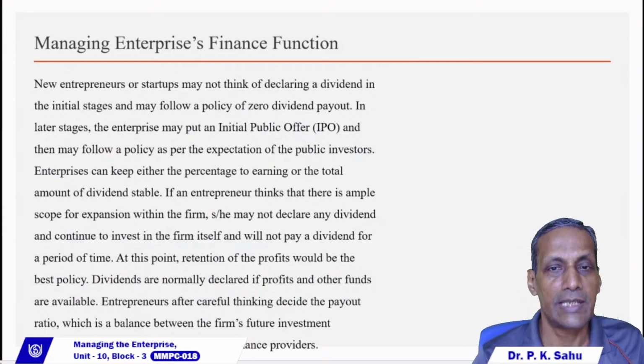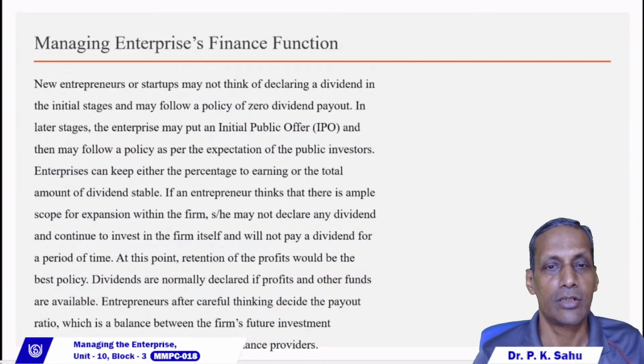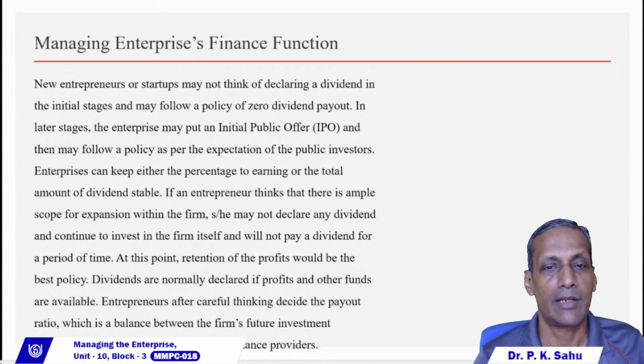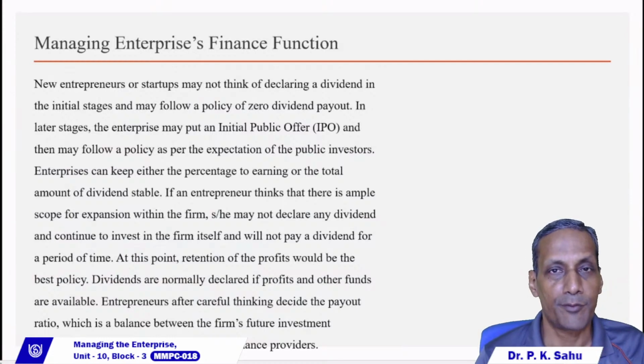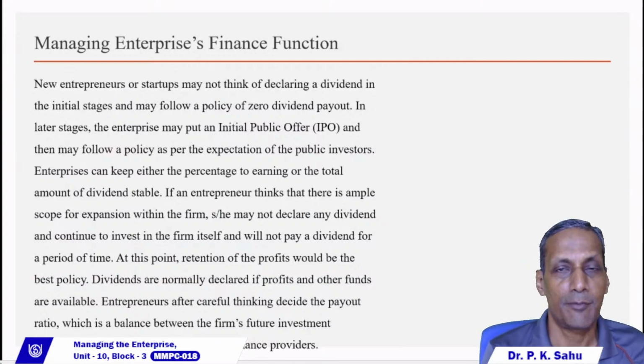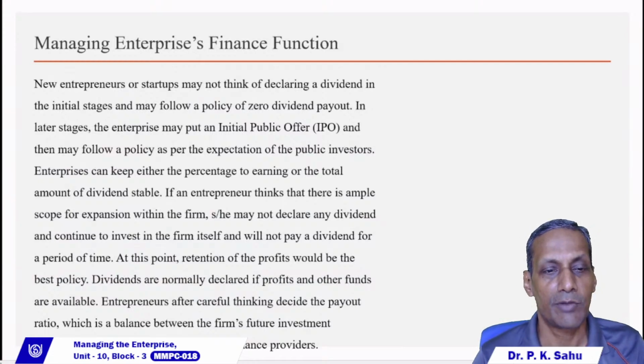If an entrepreneur thinks that there is ample scope for expansion within the firm, she or he may not declare any dividend and continue to invest in the firm itself and will not pay a dividend for a period of time. At this point, retention of profits would be the best policy. Dividends are normally declared if profits and other funds are available. Entrepreneurs, after carefully thinking, decide the payout ratio, which is a balance between the firm's future investment requirements and the expectations of the finance providers.